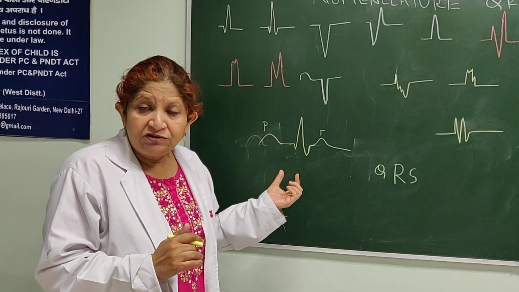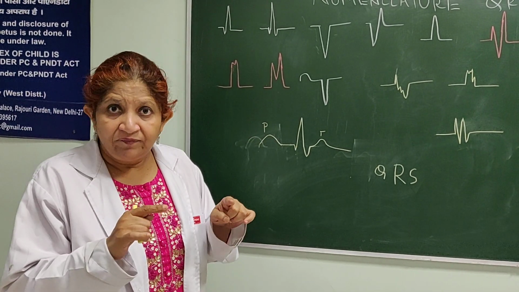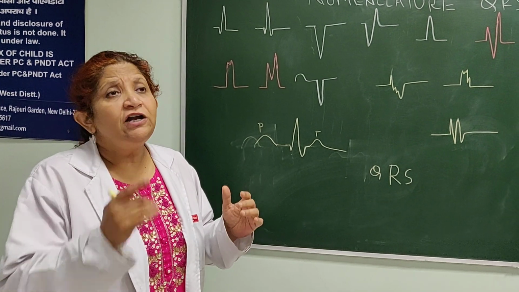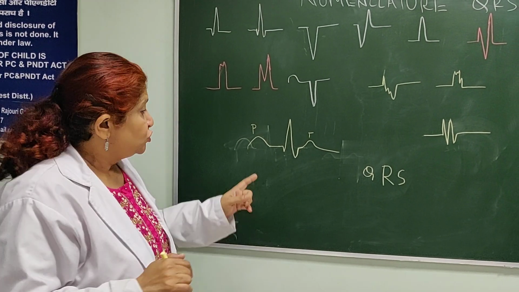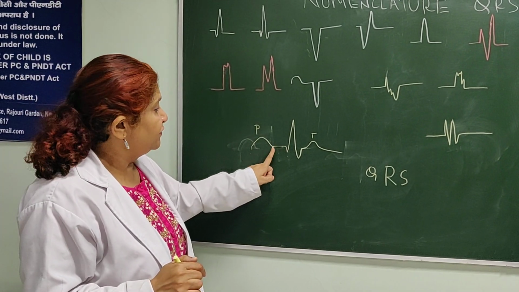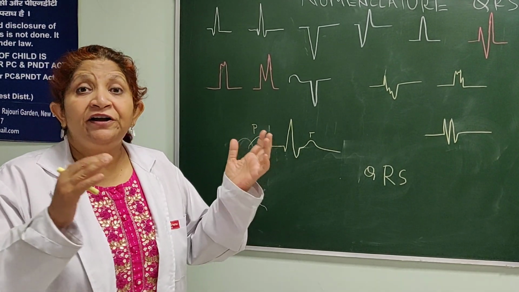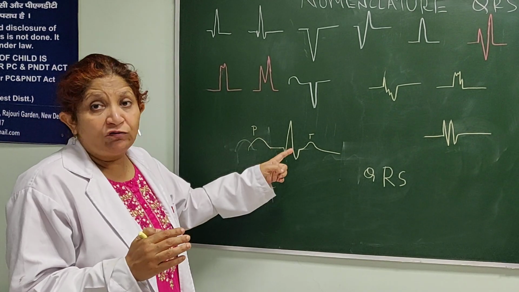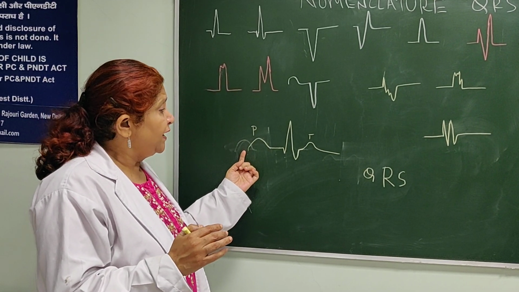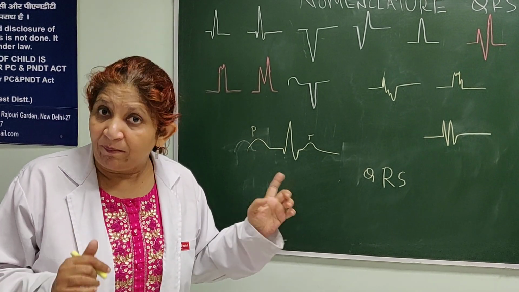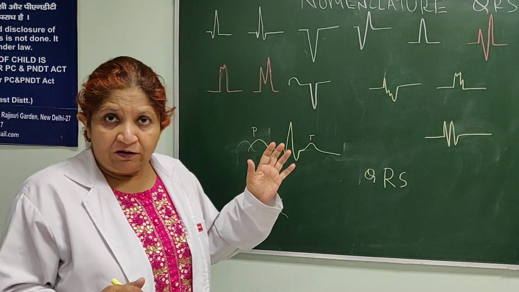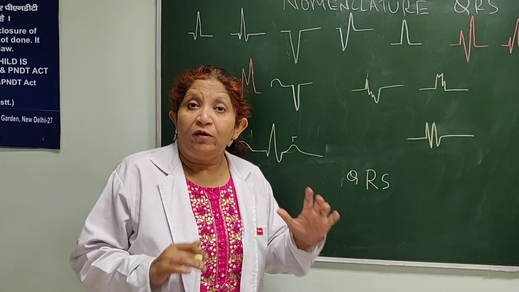When we say segment, it means a flat line, and when we say interval, it will include a wave. So the PR segment is a flat line between the end of the P wave and the beginning of the QRS complex, and when I say PR interval, it will include the P wave. So it will be from the beginning of the P to the beginning of the QRS complex. Now from here we come to the QRS complex.